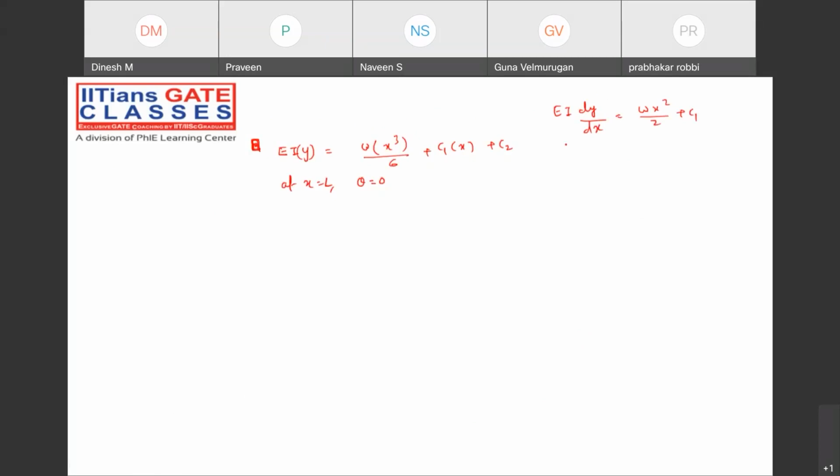Put the value. This is going to be 0. So this is 0 equal to what? W into L square divided by 2 plus C1. So what is the C1 value? Minus W into L square by 2. That is the very first boundary condition.